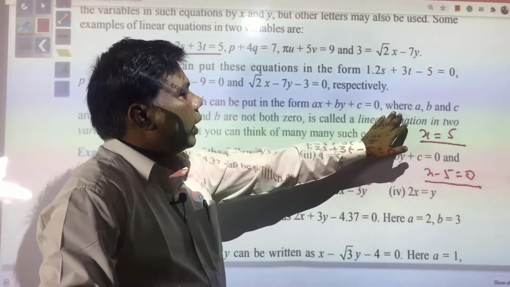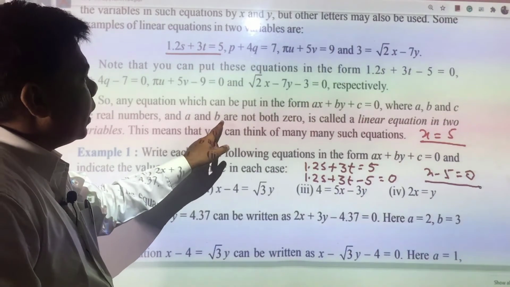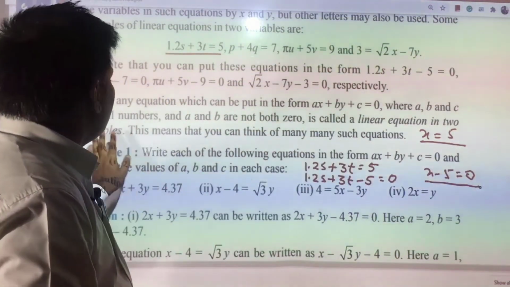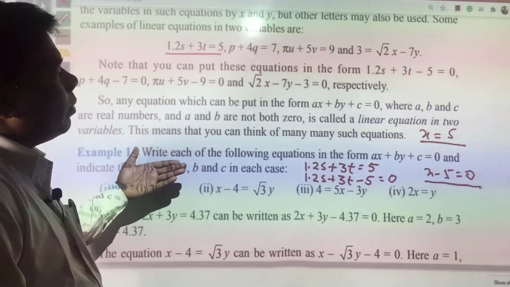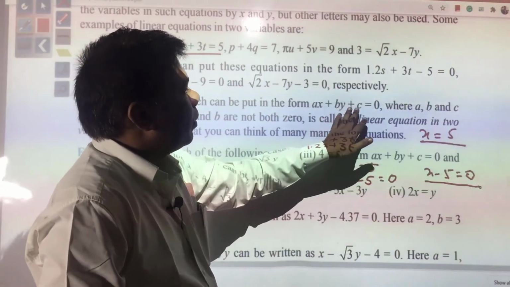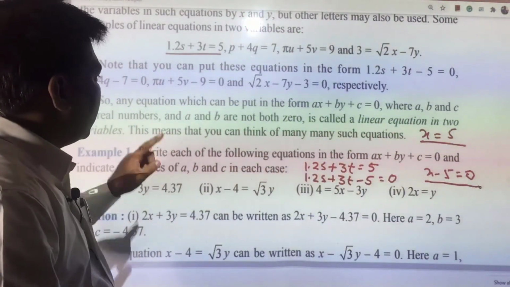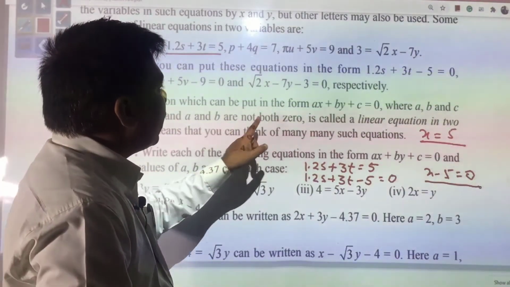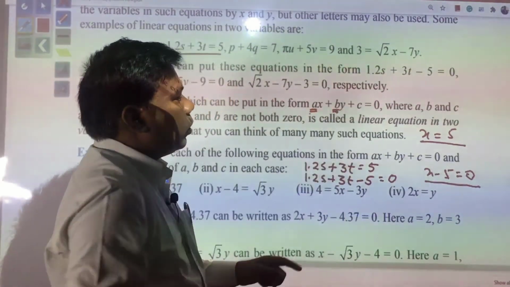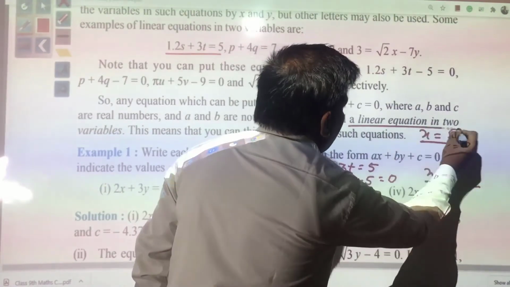So, any equation which can be put in the form ax plus by plus c is equal to 0, where a, b and c are real numbers and a and b are not both 0, is called a linear equation in two variables. So, finally, what we have understood is that an equation in the form ax plus by plus c is equal to 0, where a, b and c are real numbers and a and b must not be 0, is called a linear equation in two variables. This is required to be remembered.